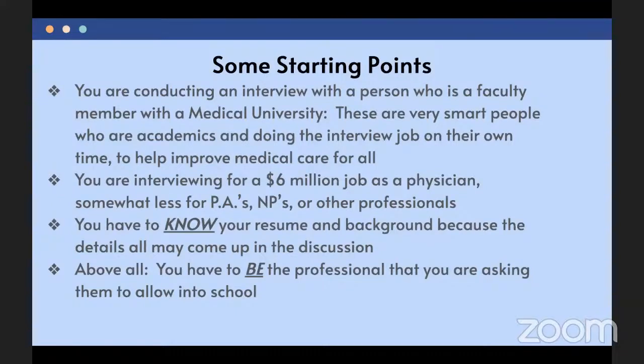But keep in mind, for medical school, you are interviewing for a $6 million job as a physician, $200,000 a year for 30 years, $300,000 a year for 20 years. It's a lot of money, somewhat less for PAs and NPs, but that is increasing over time and for other professionals. Now, point number one, you're going to be writing this resume and this application.